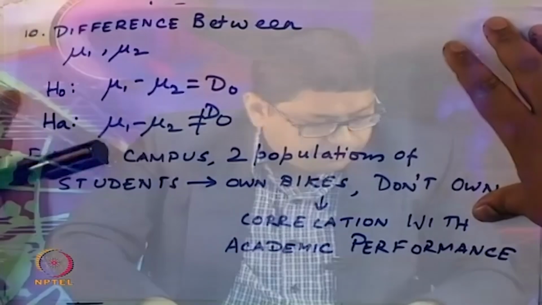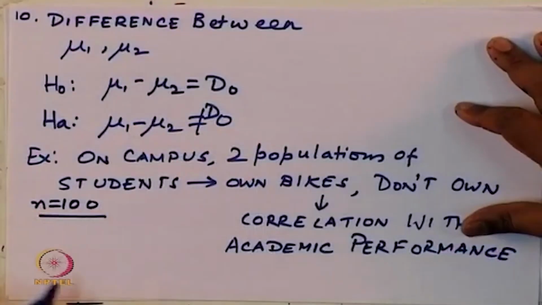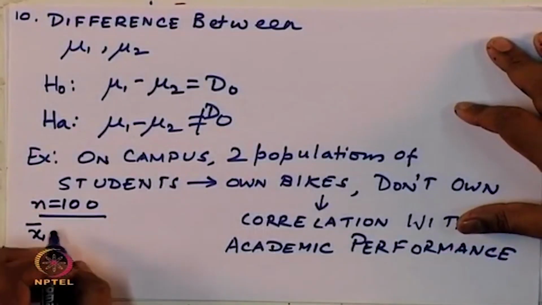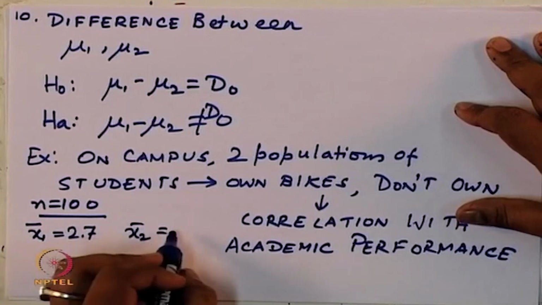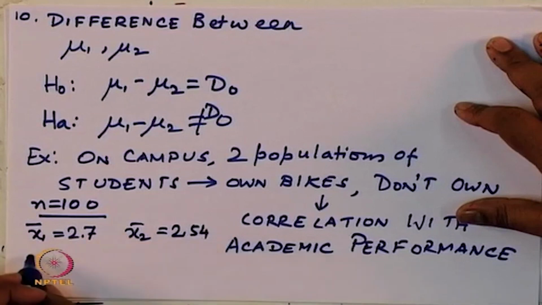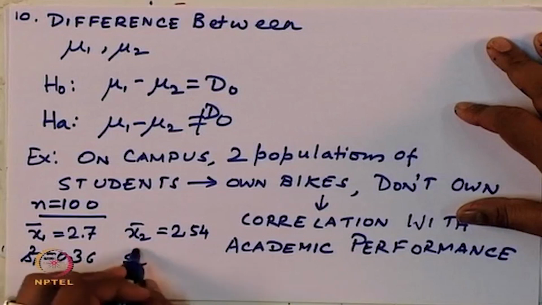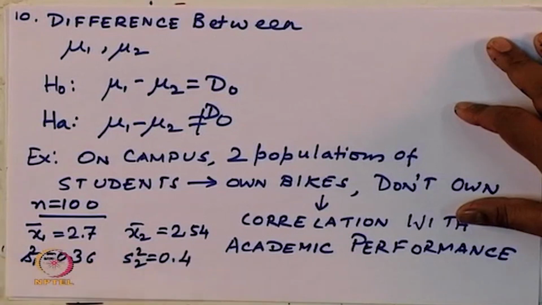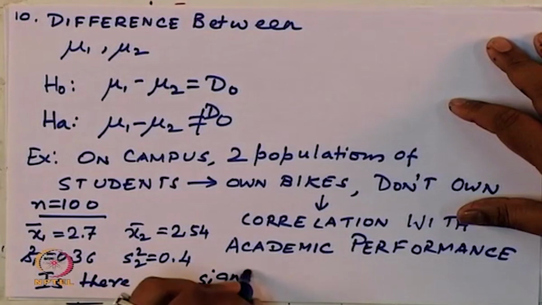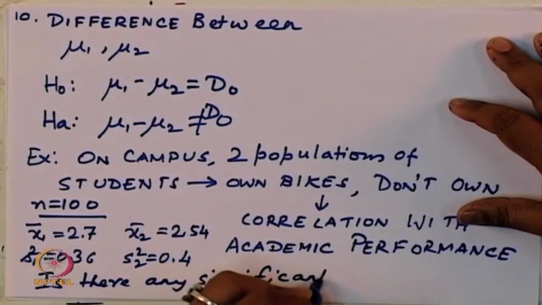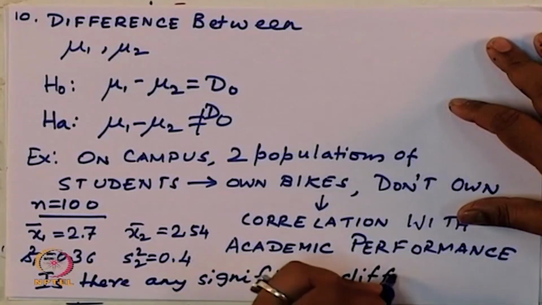So, what you are given, let us say you have n equal to 100 for both, x1 bar is 2.7, x2 bar is 2.54, s1 square is 0.36, s2 square is 0.4. So, is there any significant difference in their academic performance?